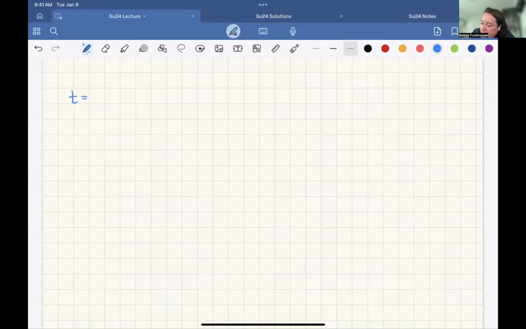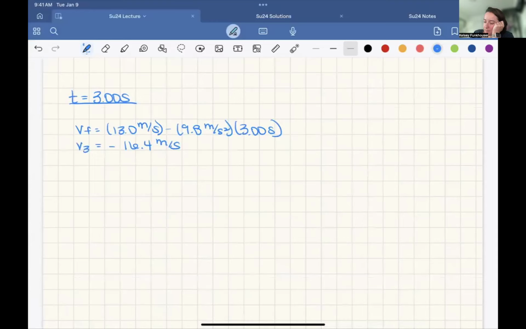Okay. Time is 3.00 seconds. So velocity equals 13.0 meters per second minus 9.8 meters per second squared times 3.00 seconds. So that's going to give us a velocity of negative 16.4 meters per second. So that's velocity at 3 seconds.